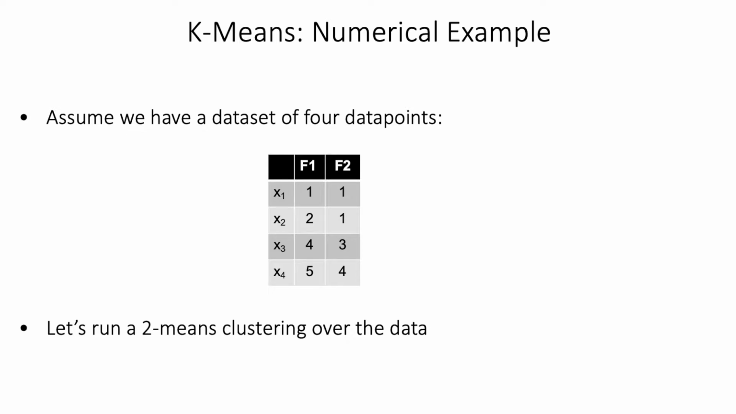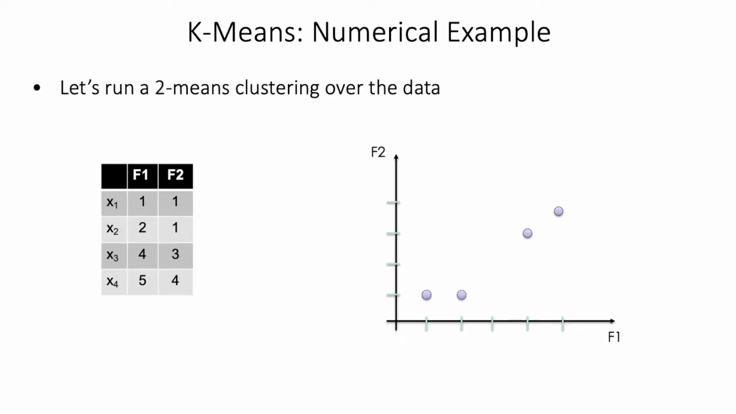So let's assume we have 4 data points in 2 variables named f1 and f2. Those are the 4 data points. Every row is one data point, right? And we're going to run K-means clustering with k equals 2. So this is the database. Here's a picture of the points, and let's start.